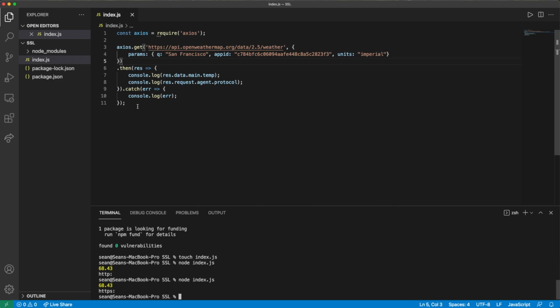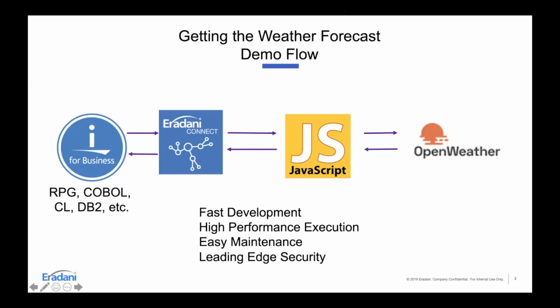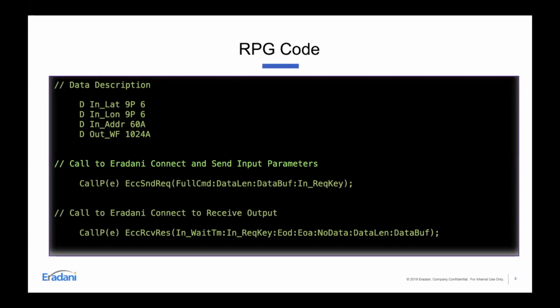Now let's look at the RPG code. Using Aerodynamic Connect, you simply need to identify the data you're sending and receiving, and then write 2 lines of code. Here is the description of the data that allows us to send latitude and longitude or an address and provides a field for the results. You then write a standard procedure call that calls Aerodynamic Connect send request to make the call. Then you write a second standard procedure call that calls Aerodynamic Connect receive result to get the results. And that's all there is to it. That's all you need to write in your RPG code.